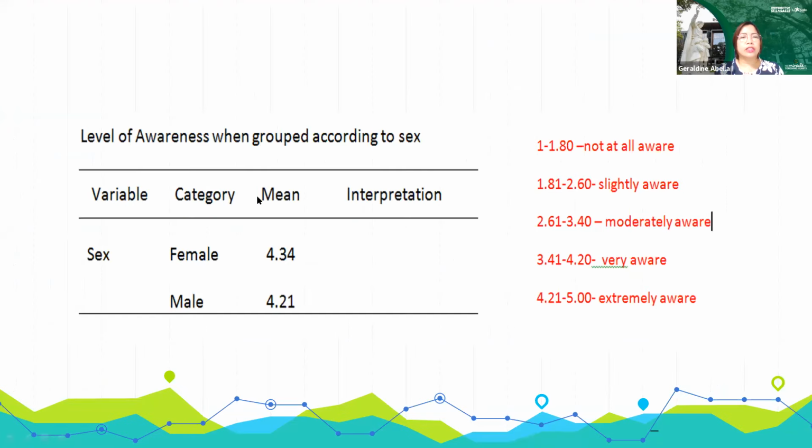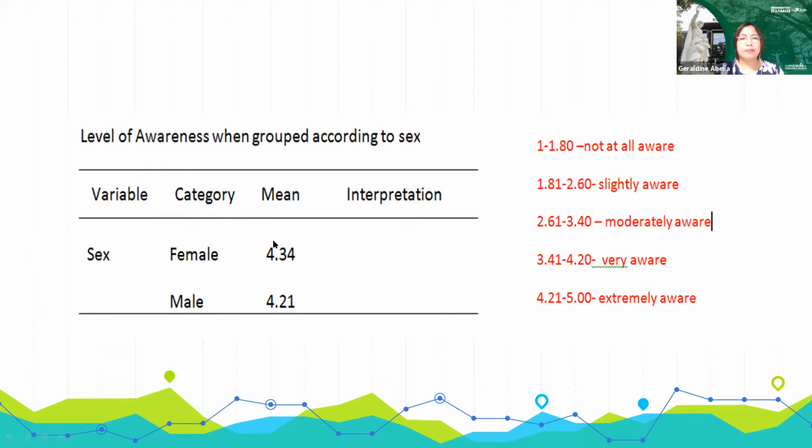Okay, so it contains 4 columns. The first column is the variable. So this is an example where mean and standard deviation are used. I did not include the standard deviation, but you have to add the standard deviation and also the sample size. Now for this, we have the level of awareness when grouped according to sex. For the female respondents, the computed mean in terms of the level of awareness is 4.34. For the male group, it's 4.21.